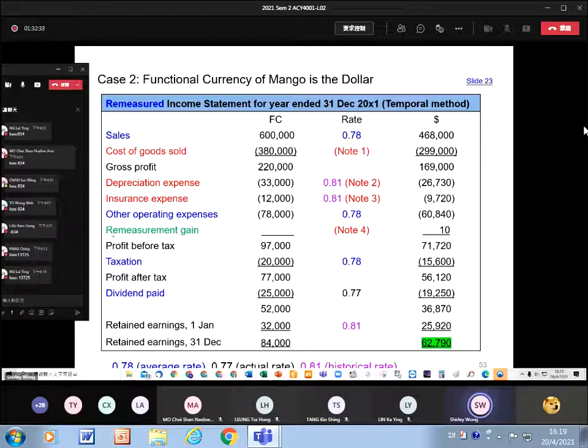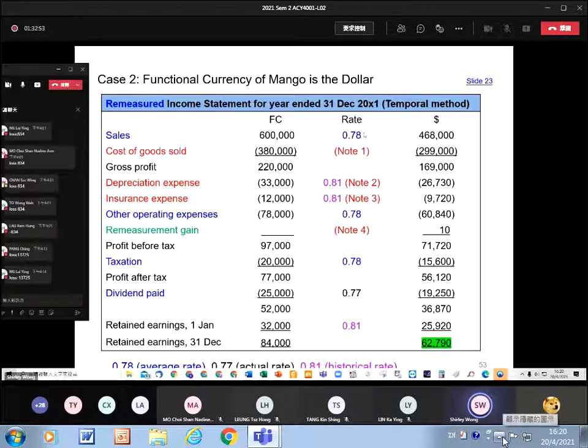Therefore, we have inserted a new line here before profit before tax. We call it remeasurement gain or loss. Positive is a gain, negative is a loss. Okay, and then for sales, other operating, taxation, dividend, this is same as before, using average rate or actual rate.